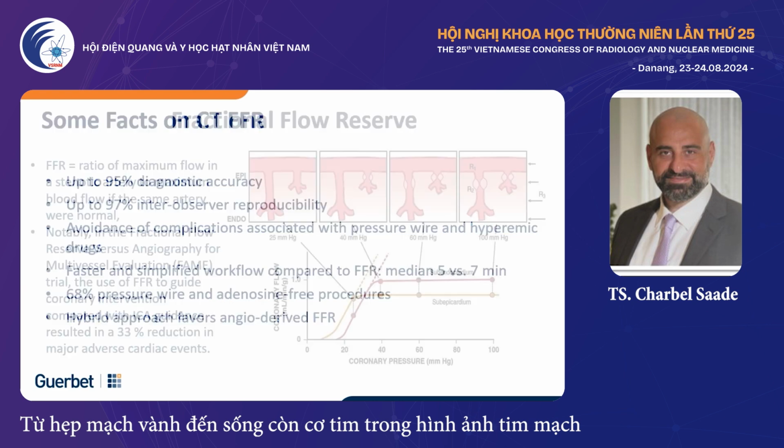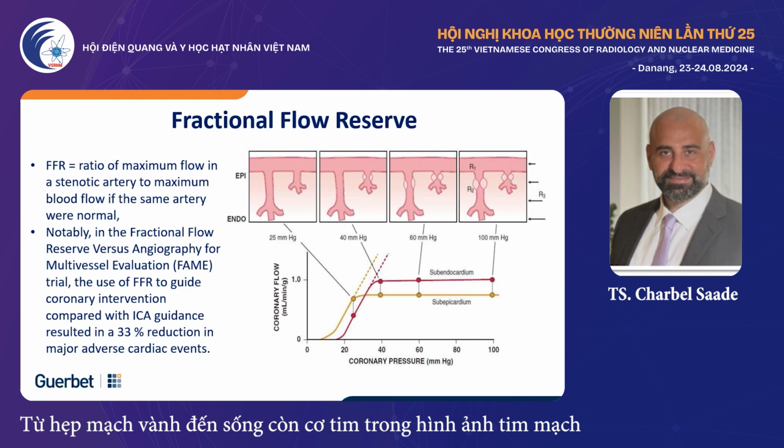FFR. Looking at the FFR, it's the ratio of maximum flow in a stenotic artery to maximum blood flow in the same artery where normal. Now, for fractional flow reserve versus angiography for multi-vessel evaluation, the use of FFR to guide coronary intervention compared with ICA guidance results in a 33% reduction in major adverse cardiac events. So here you can actually see the difference between the subepicardium and the subendocardium when you're looking at coronary flow between pressures.